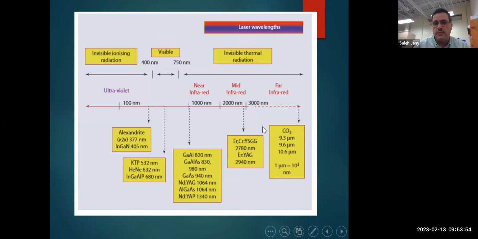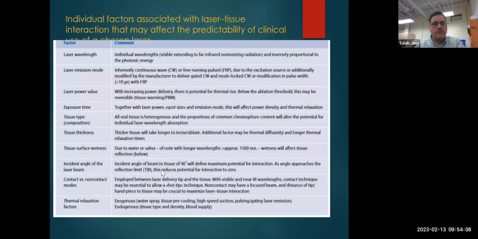In the far infrared, we have the CO2 laser. CO2 laser is absorbed by water, so it can cut the gum, we can cut the gingiva, we can cut abnormal tissue, fibroma. So the wavelength, these are important things to know about laser. We have to know the wavelength.